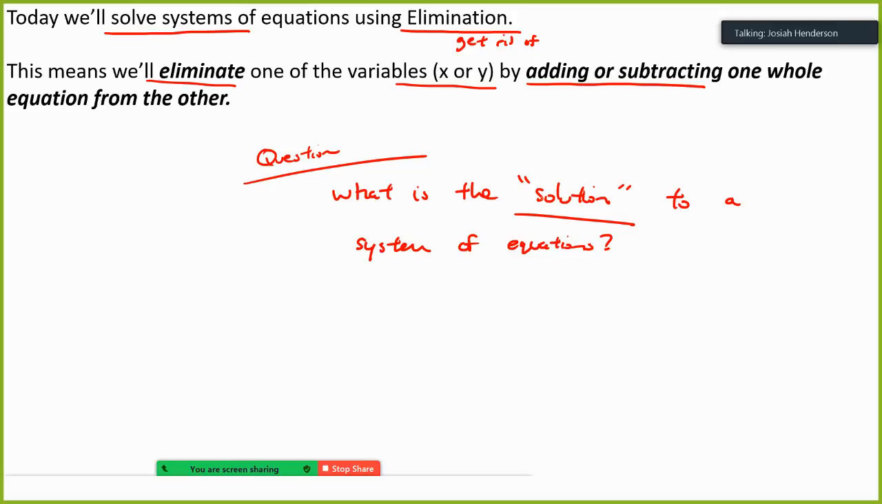Maybe I should ask a starting question before that. What is a system of equations? What does it mean to have a system of equations? Can anyone tell me? I think it's probably the coordinates or the points, if like a graph were given. Yeah. Levi for the win.